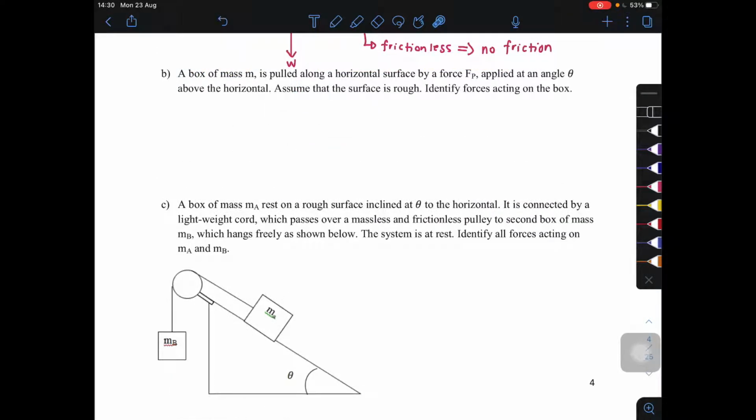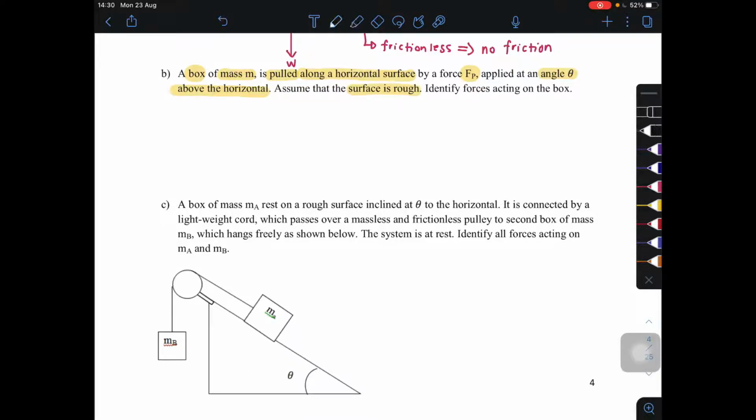Okay, next one here. A box of mass m is pulled along a horizontal surface by a force Fp applied at an angle theta above the horizontal. Assume that the surface is rough. Identify forces acting on the box. Okay, so now we have box with mass m, and then the box is pulled along a horizontal surface by external force. So Fp, remember, external force, di mana it has an angle theta above the horizontal. And then we assume that the surface is rough.